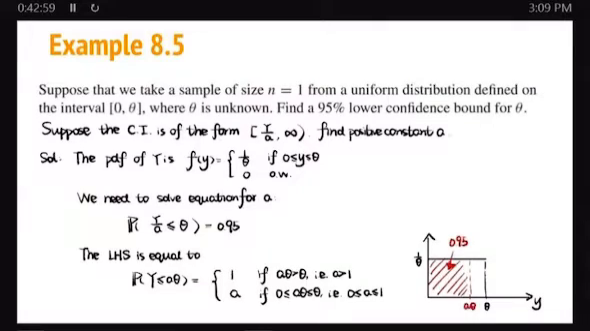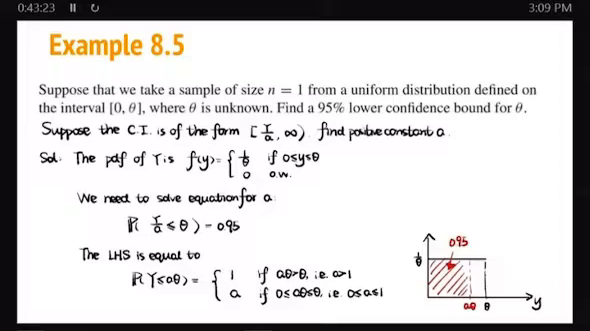Suppose that we take a sample size of n equal to 1 from a uniform distribution. This is another distribution now, defined on the interval 0 to theta, where theta is unknown. Find a 95% lower confidence bound. I told you the other time, we have a lower confidence bound, an upper confidence bound, and the two-sided.